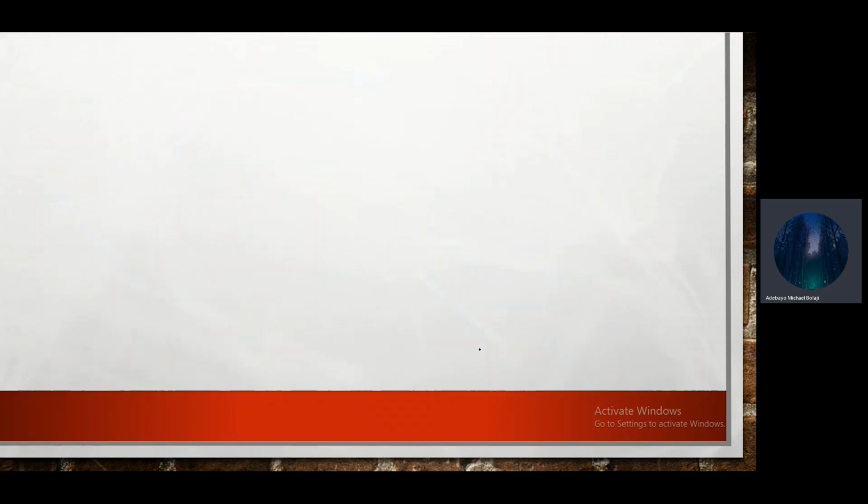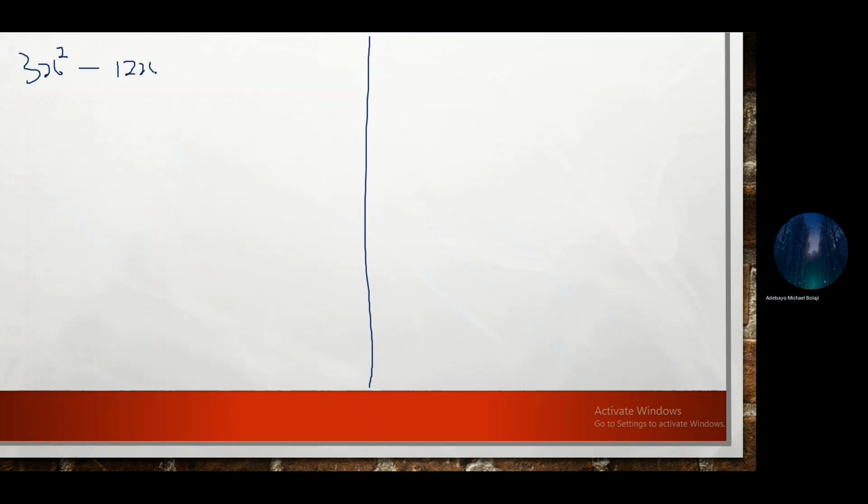Okay, let's quickly do one example by ourselves. Now, to aid clearer explanation, if we have 3x squared minus 12x plus 12 equals 0, this is a quadratic equation. Now, what do we do here?